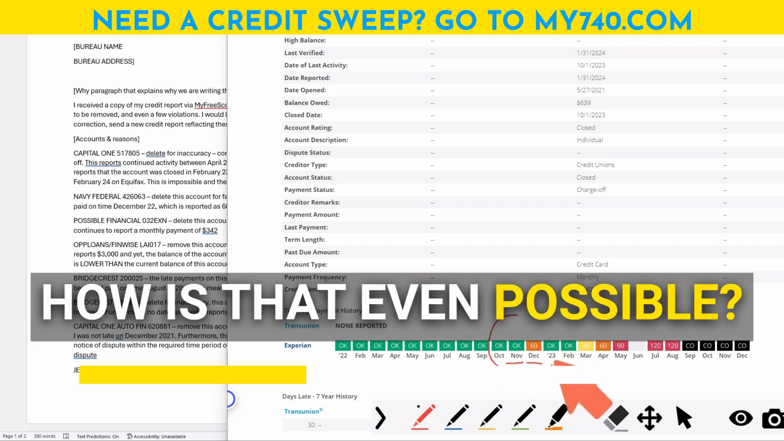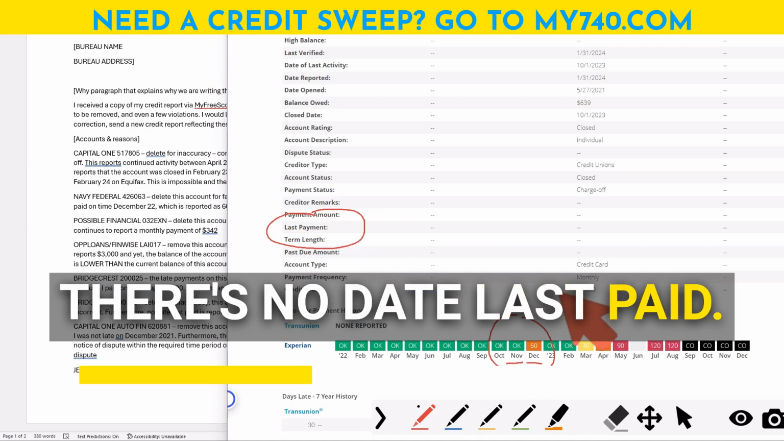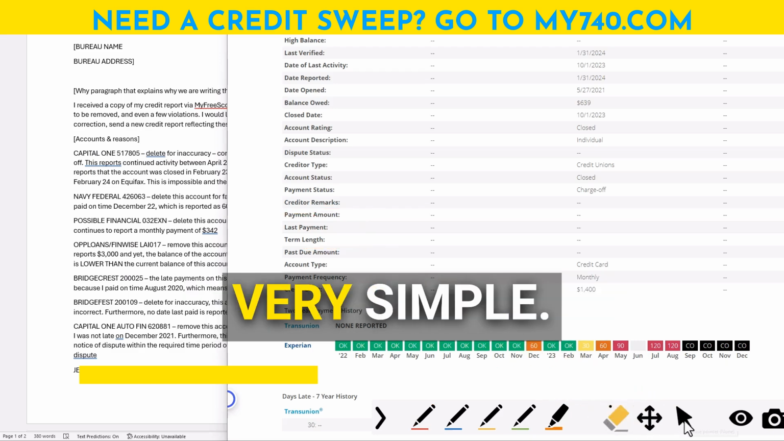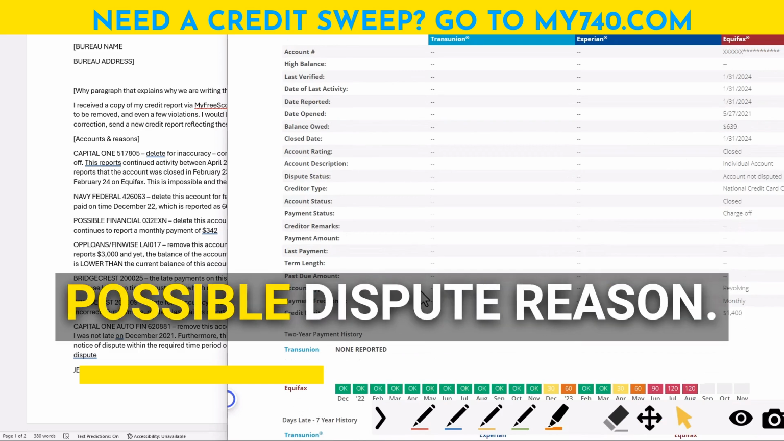How is that even possible? You can't have on time and then 60 days late. There's no date last paid. There's actually continued reporting of charge off. This is actually very simple. We're just going one by one and finding the best possible dispute reason.